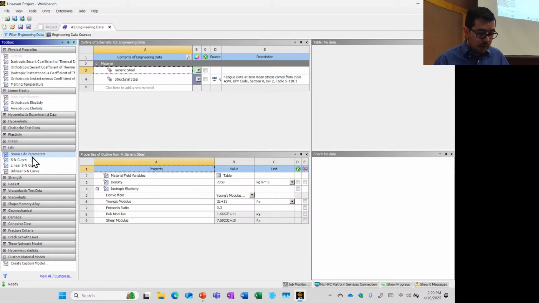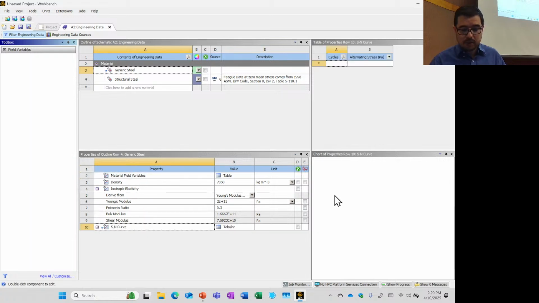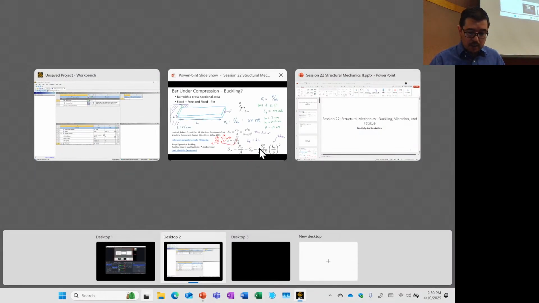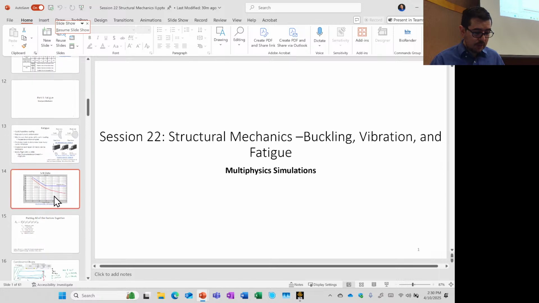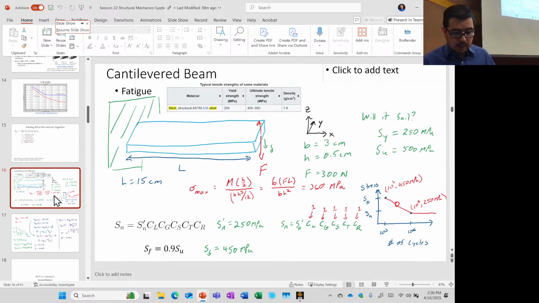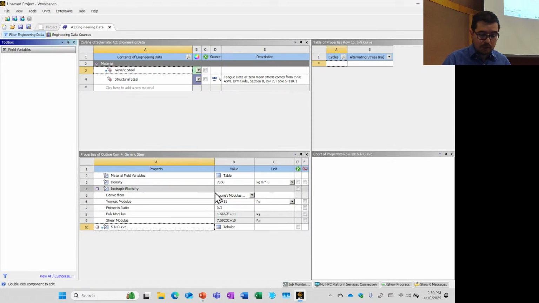Later we'll put in an SN curve for fatigue. Well, maybe we'll just do it right now. If we do a fatigue problem, we're going to use 250 megapascals and 450 megapascals for the two values. I'll go through that later if we have time. Hopefully we have time. Okay, so here you can go to tabular.